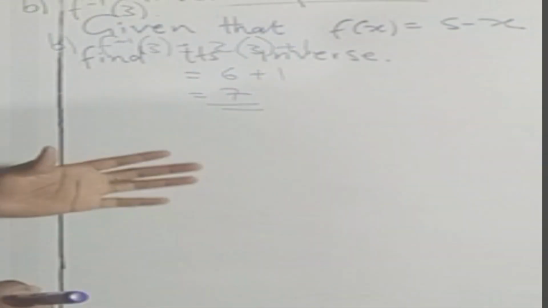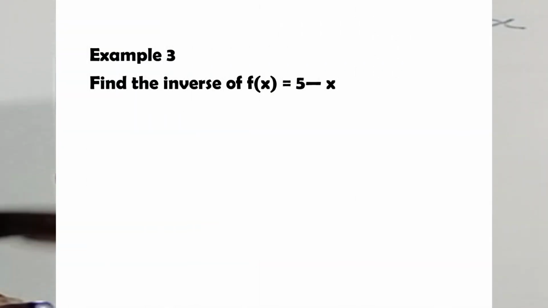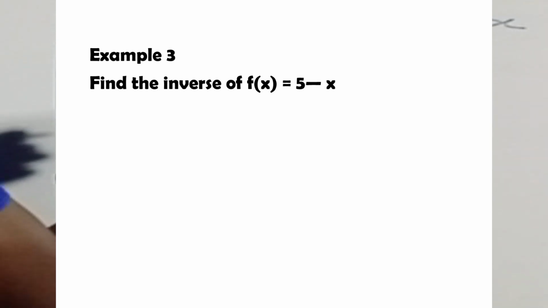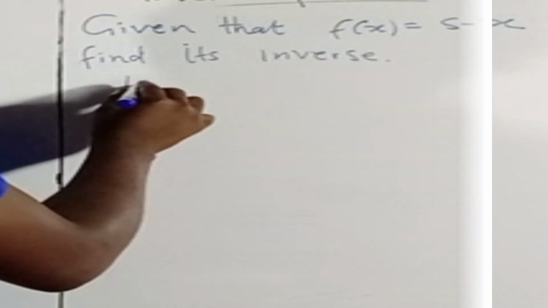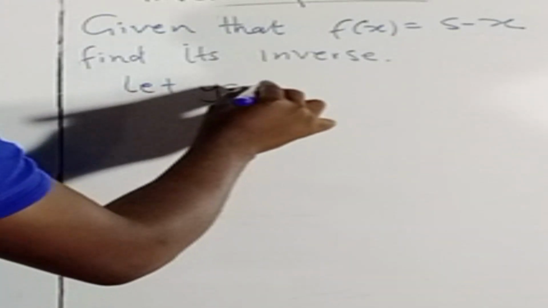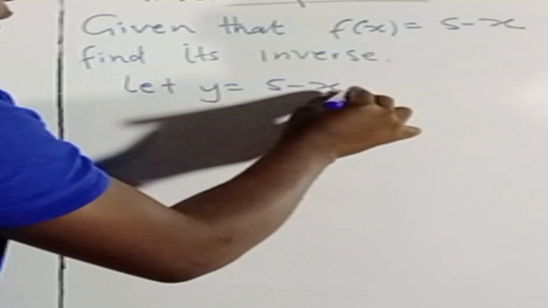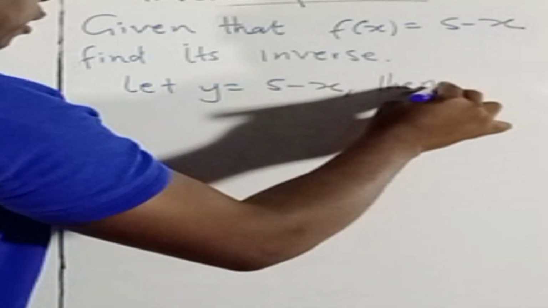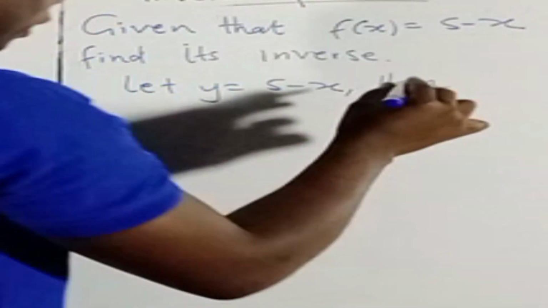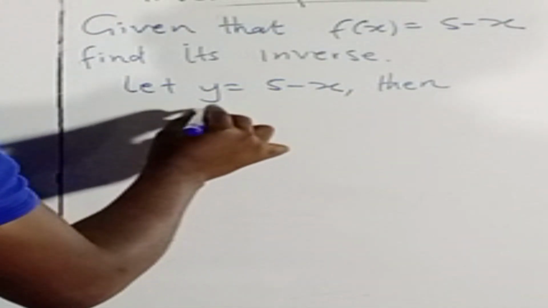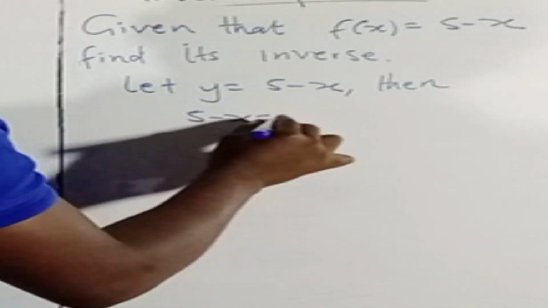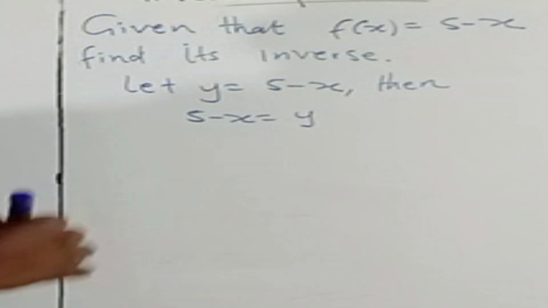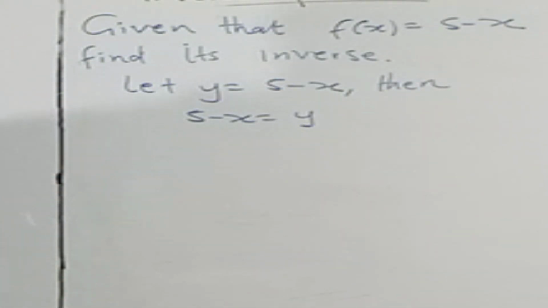Here is a question that they're asking: given that f of x is equal to 5 minus x, find its inverse. It's very simple. We can say let y be equal to 5 minus x. Then we can write 5 minus x is equal to y, because our idea here is to make x the subject of the formula. Remember that we are making x the subject of the formula.